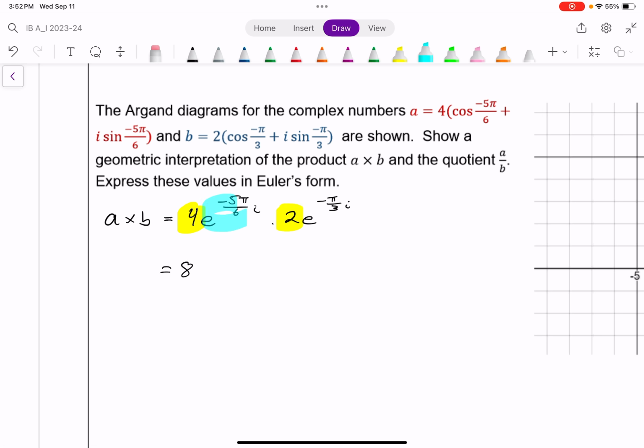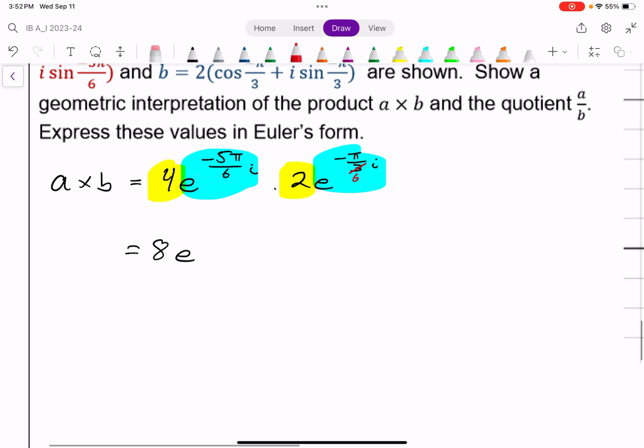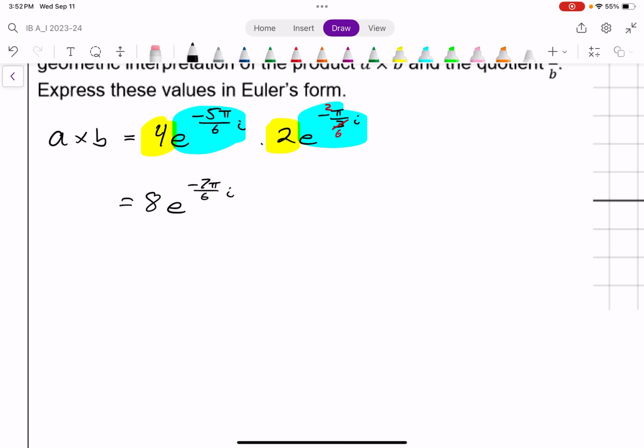And then I can multiply these two together, in which case I just add my exponents because they have the same base. So I get e to the negative 5 pi over 6 minus pi over 3. Finding that common denominator, making that a 6, making that a 2, I get negative 7 pi over 6 times i. Now, negative 7 pi over 6 is beyond our usual angle in standard position. Because that goes more than half a rotation backwards, we really should write this as 8e to the positive 5 pi over 6i. But they end up in the same spot.